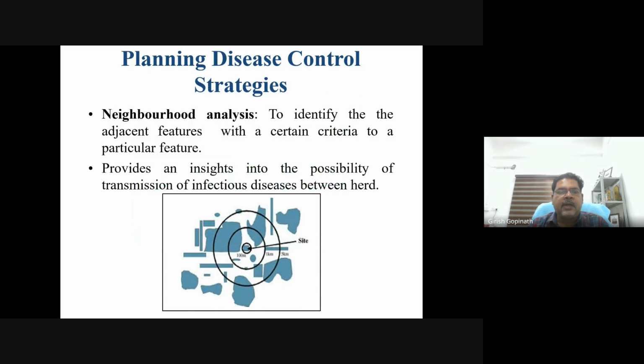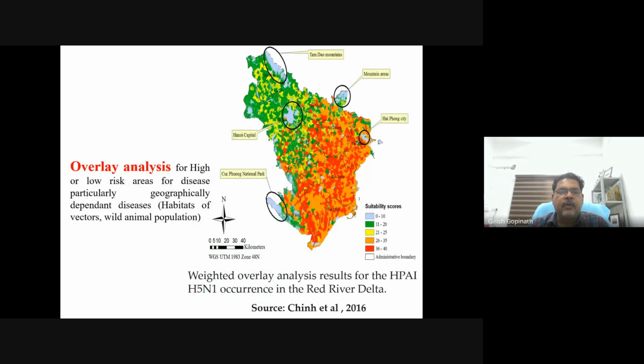So you can plan control strategies; that is what we call neighborhood analysis. You can do a lot of analysis. Another one is overlay analysis, which I already explained. Suppose you have a lot of data for a particular area, say any part of India. One dataset is elevation and slope, whether it is high altitude or low altitude. The second is the type of vegetation, what type of grass.